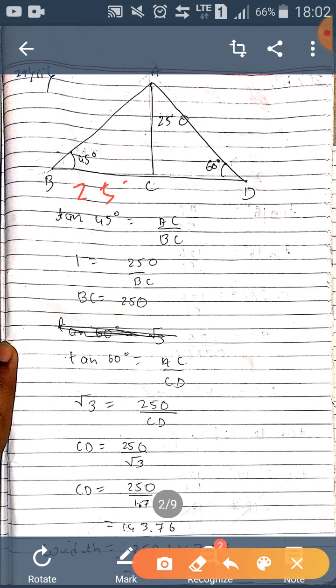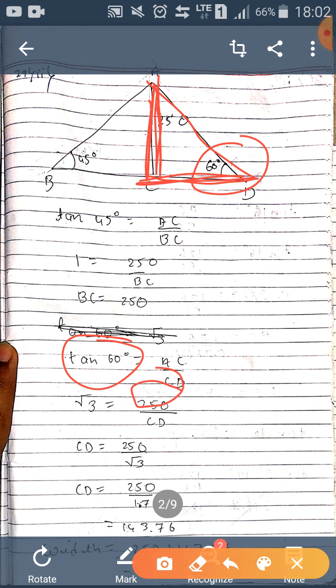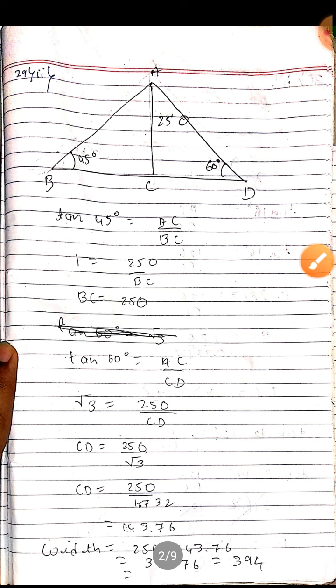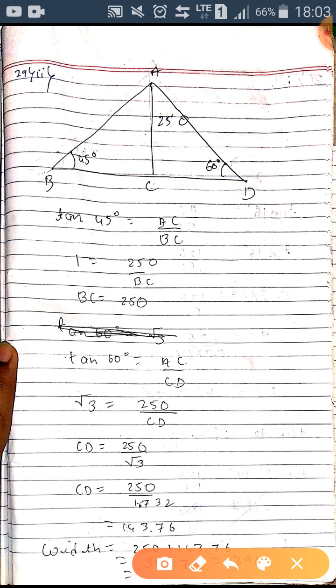means this portion is 250. Yes, now I get to this triangle, where tan 60 degree is equal to perpendicular, which is AC, by base, which is CD. Okay, perpendicular I know is 250, so I write 250 over there. Tan 60 degree I know is root 3, so I write root 3 over there. And CD I don't know, so it remains as CD. Yes, so now CD is equal to 250 by root 3.